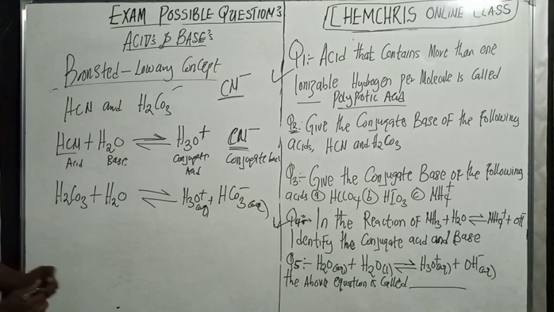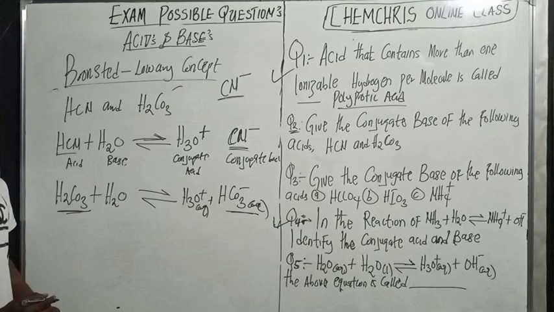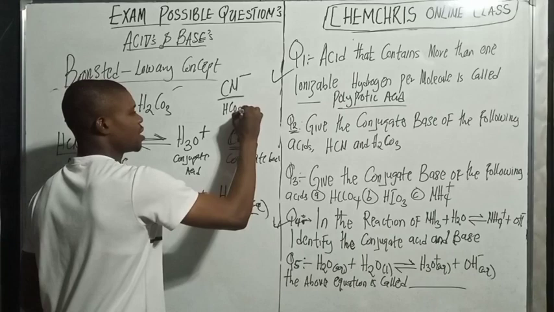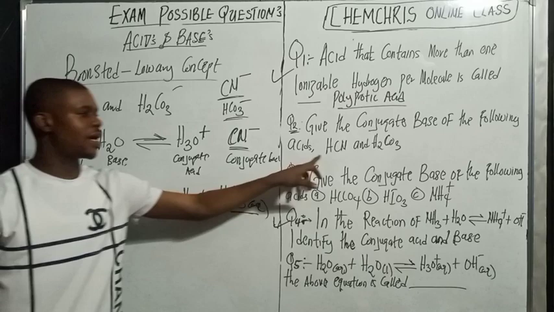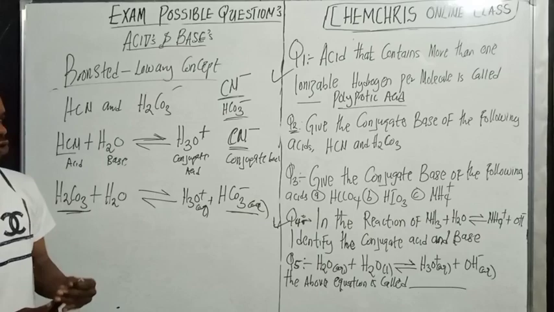So this acid here produces a conjugate base. This is the conjugate base of this acid, carbonic acid, H2CO3. The conjugate base is what it becomes when it loses one hydrogen, so it is going to be HCO3 minus. The conjugate base of HCN is CN minus. The conjugate pair of H2CO3 is HCO3 minus. Do you understand now? So we are done with this one.